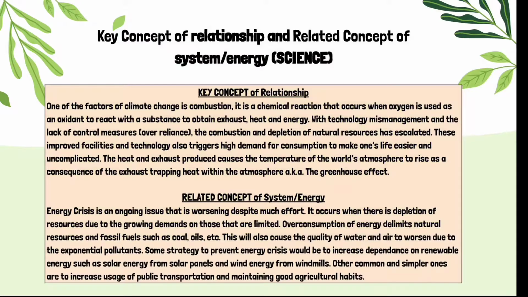Based on the ongoing issue of the energy crisis, we face the overconsumption of energy and the depletion of natural resources due to the growing demands on those that are limited, such as coals, oils, etc. Hence, it worsens the environment quality due to the exponential pollutants. In order for us to prevent an energy crisis, we should increase dependence on renewable energy such as solar energy.